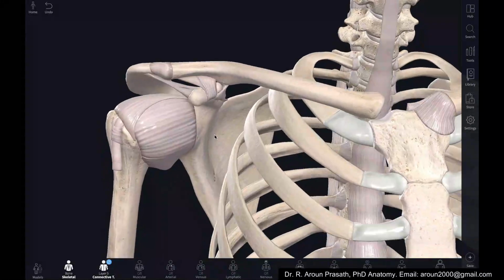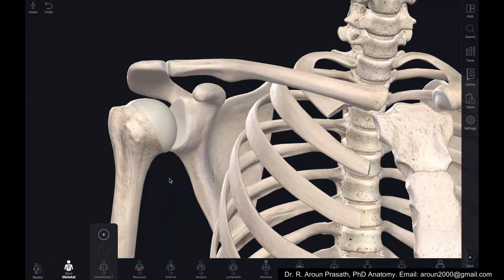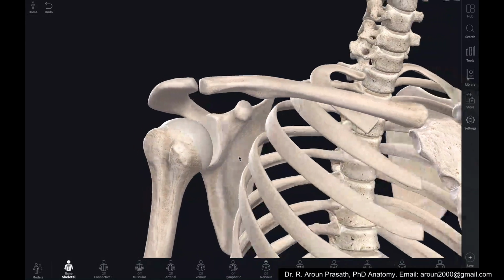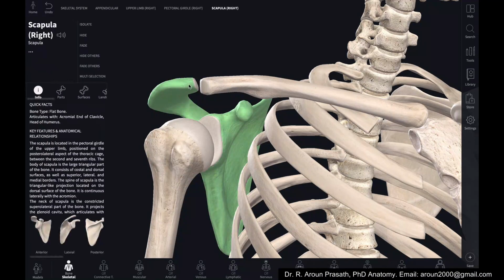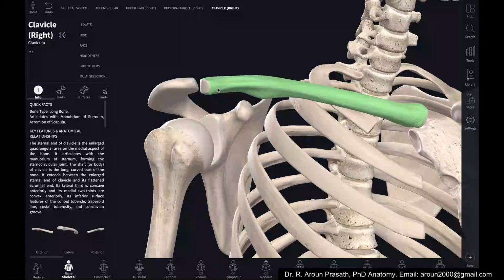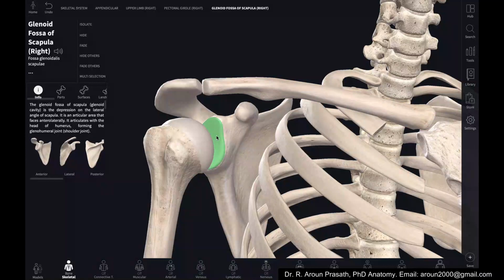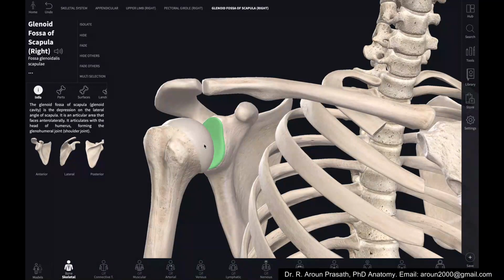Why do we call it a complex? Here the shoulder is a highly complicated structure. For example, there are three joints. One is the acromion process of the scapula and the lateral edge of the clavicle: the acromioclavicular joint, joint number 1. Then this is the glenoid fossa of the scapula and this is the head of the humerus, so this joint is the glenohumeral joint.